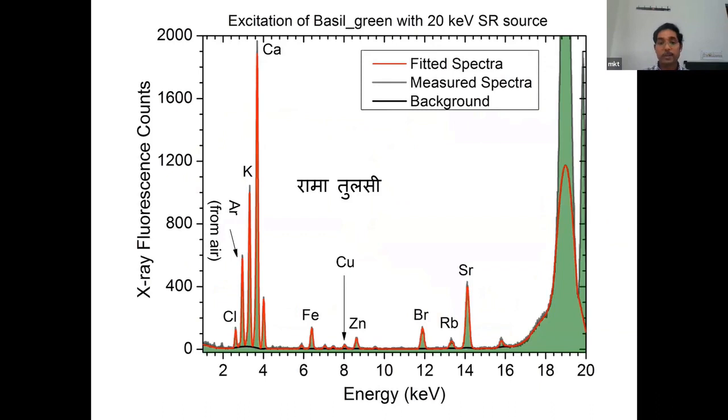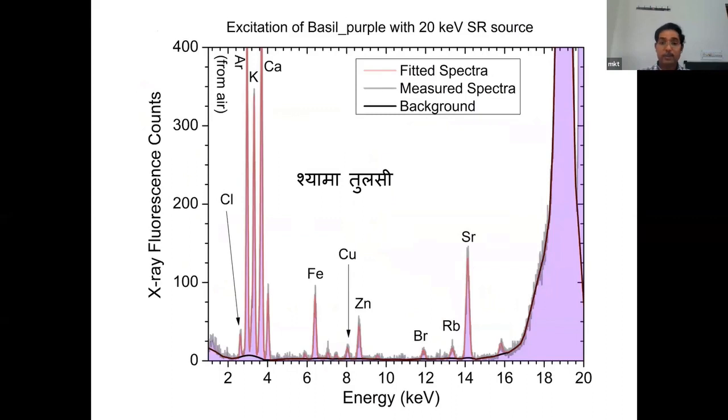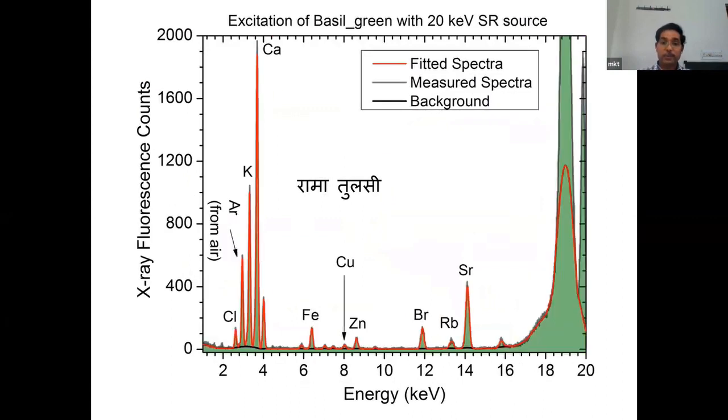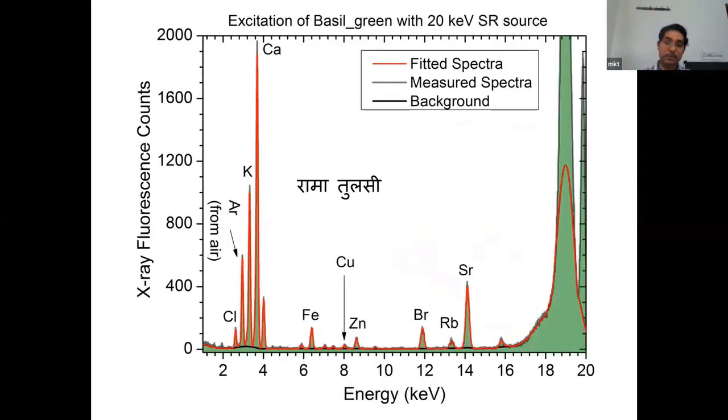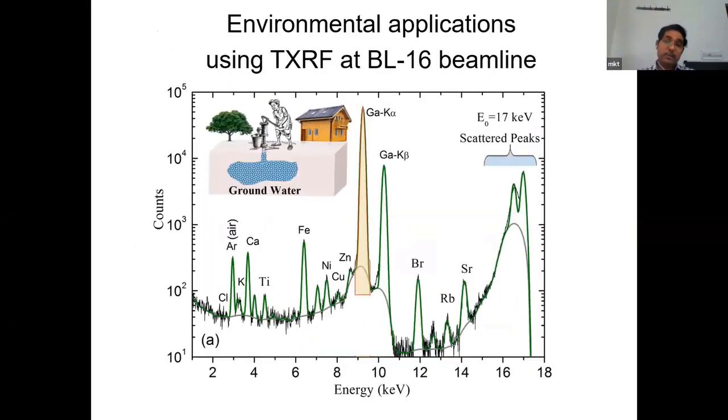There's iron, copper, nickel, and so on. Potassium is also good, and calcium is strong. And this is another leaf. So you see there is a difference in the intensity of iron, basically the iron ratio relative to the other elements. So this may have some medicinal effect. But anyway, we also applied this to another application.